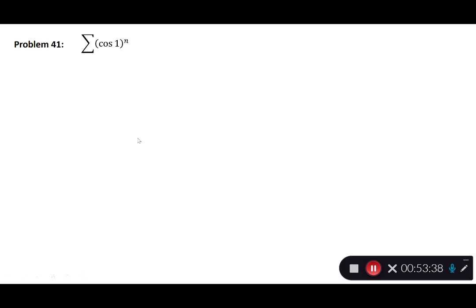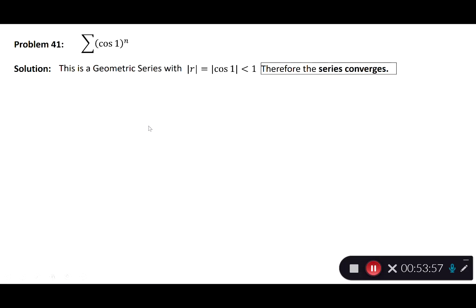No big deal. Do you know whether the absolute value of cosine 1 would be between -1 and +1? Yep. End of the story. This is a geometric series with absolute value of r equal to absolute value of cosine 1, which is less than 1. So, it converges. That's it. What? Isn't it? Yep, that's it. Some problems are ridiculously simple like that.